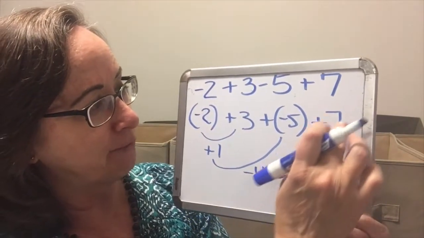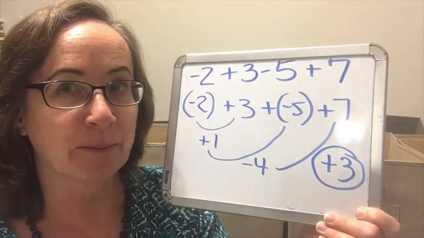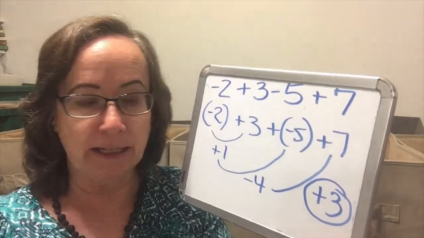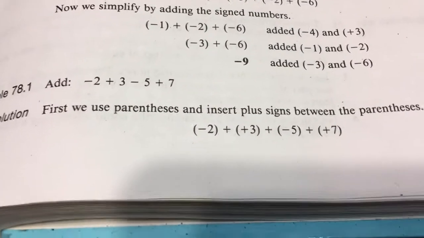I'm taking the -4 and the +7 and I'm getting a +3, and then I circle my answer. I like that method. Your book does it a little bit differently, and I'll show you that now. Okay, so here's the problem that we just did.